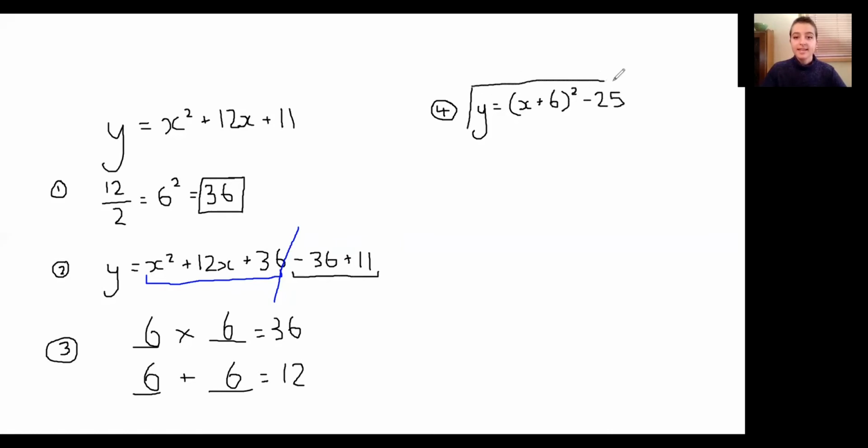And there is our turning point form. We've just completed the square. That's all it is. And then from there, you can do other things. You can find the turning point, find the translations, etc. But that 4-step process is completing the square. So let's do another practice one.